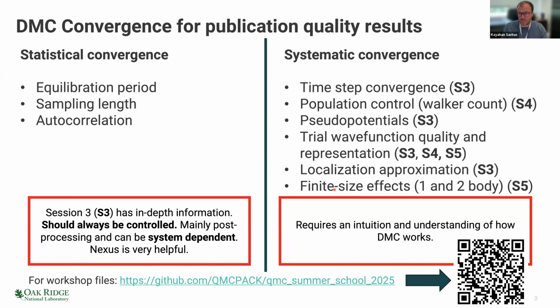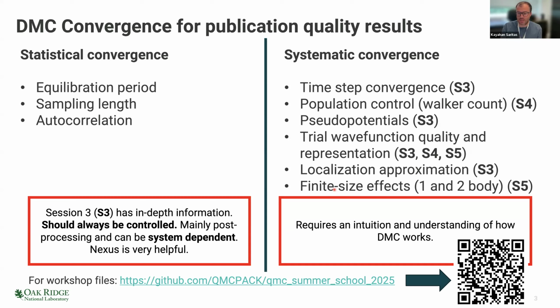There is also population control, which is talked about by Amanda in session 4, more in depth. Pseudopotentials, by Luboš and Omar, have also been talked about. And then the trial wave function; I think even Paul's and Hyundok's talks today talk about this. So the localization approximation, which is an approximation that comes with using pseudopotentials inevitably, is also talked about in the same session by Luboš. And the finite size effects, I think Ray provided a good discussion on this on Tuesday in the previous session.